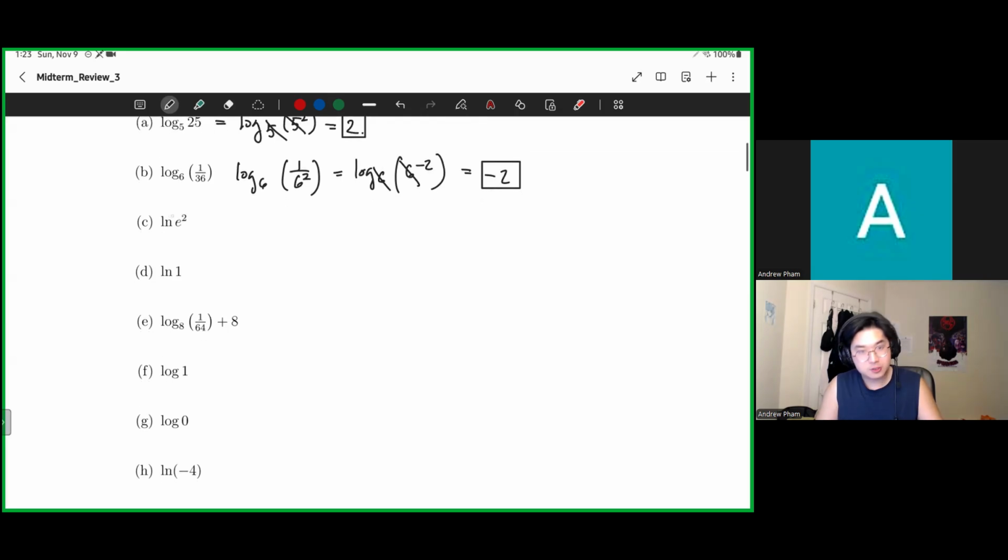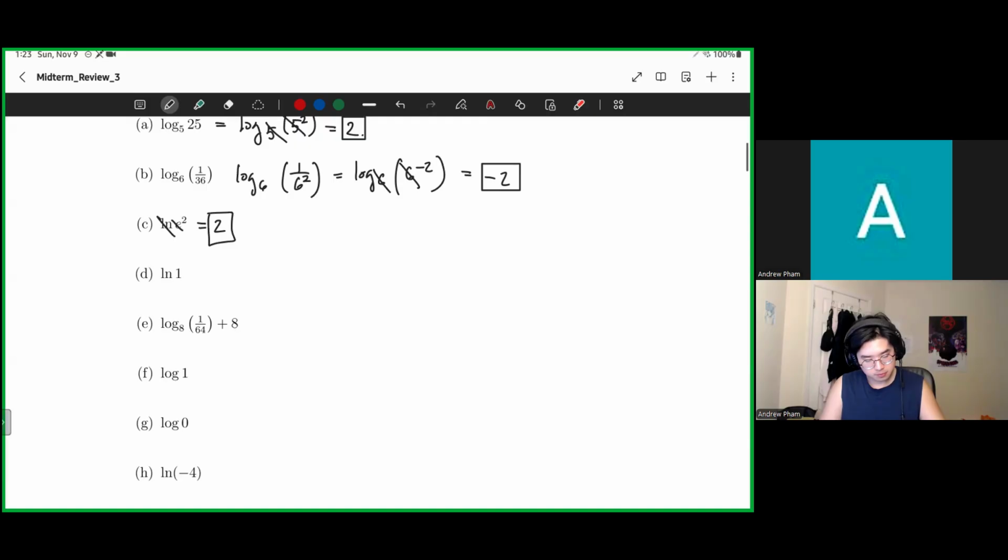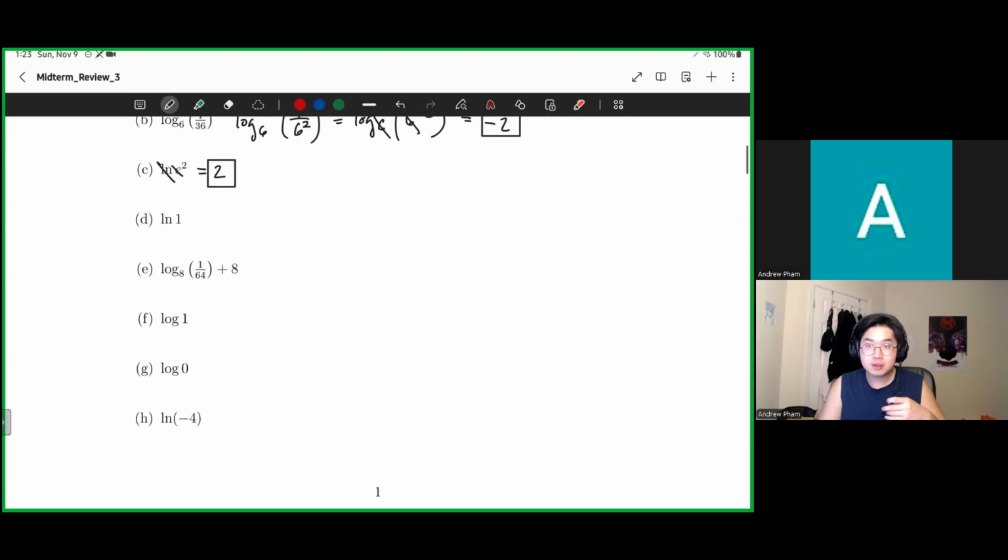Okay. For C, remember that ln is just log base e. So log base e and base e cancel, and I'm left with just 2. For D, I have natural log of 1. Remember, one of your rules states that any log base of argument 1 is just 0.